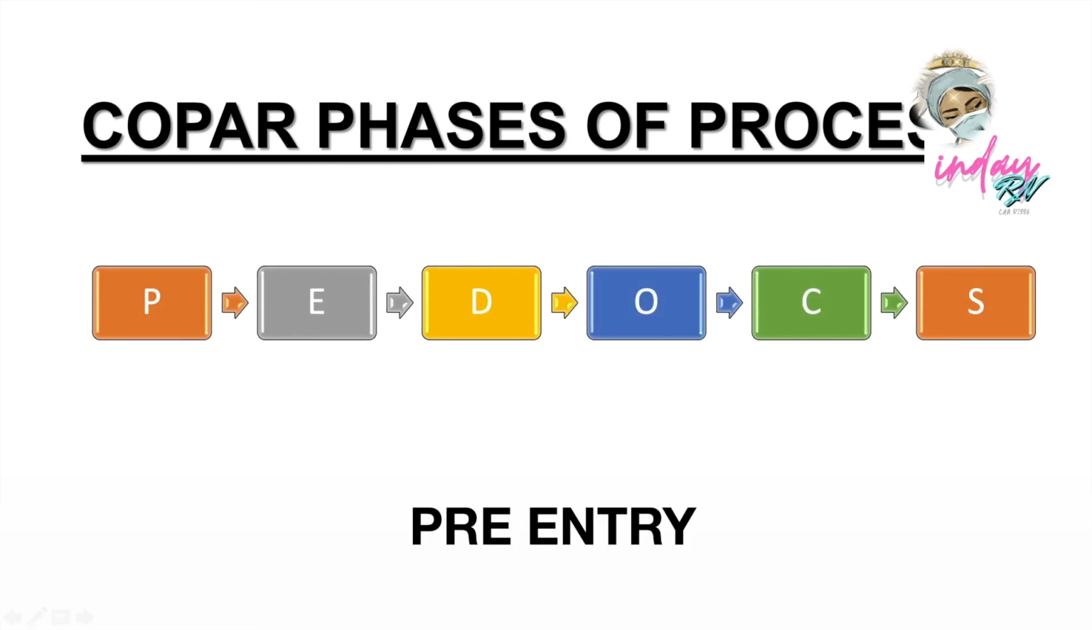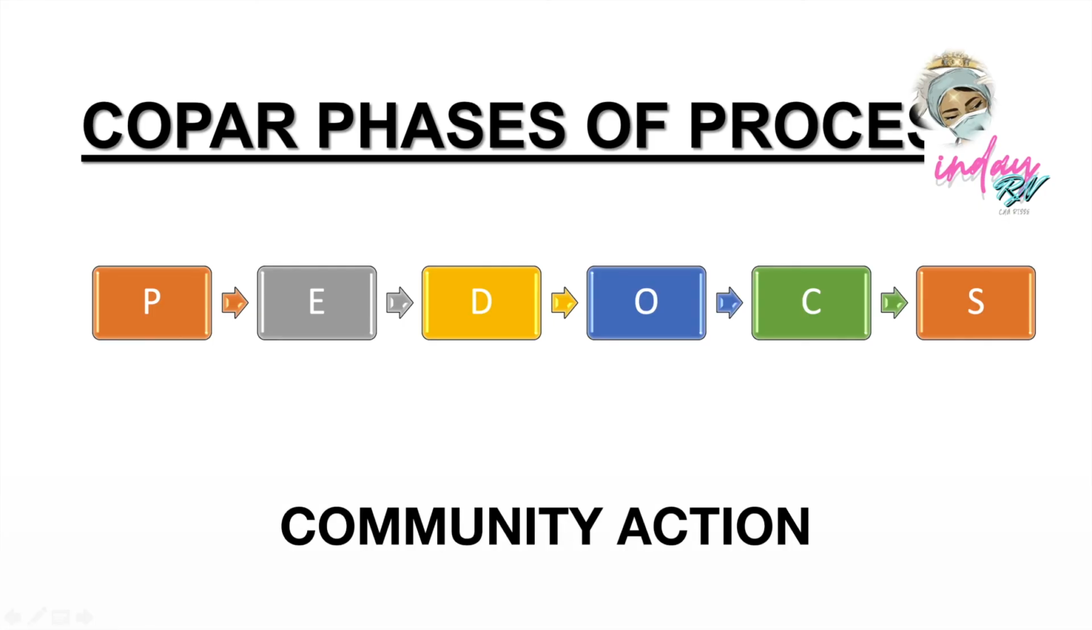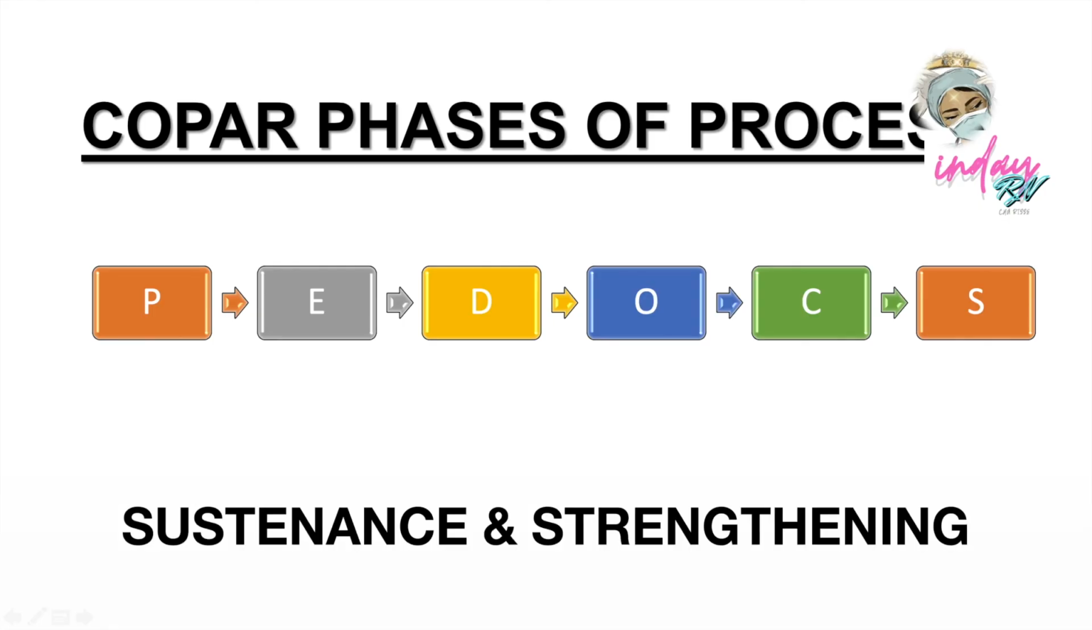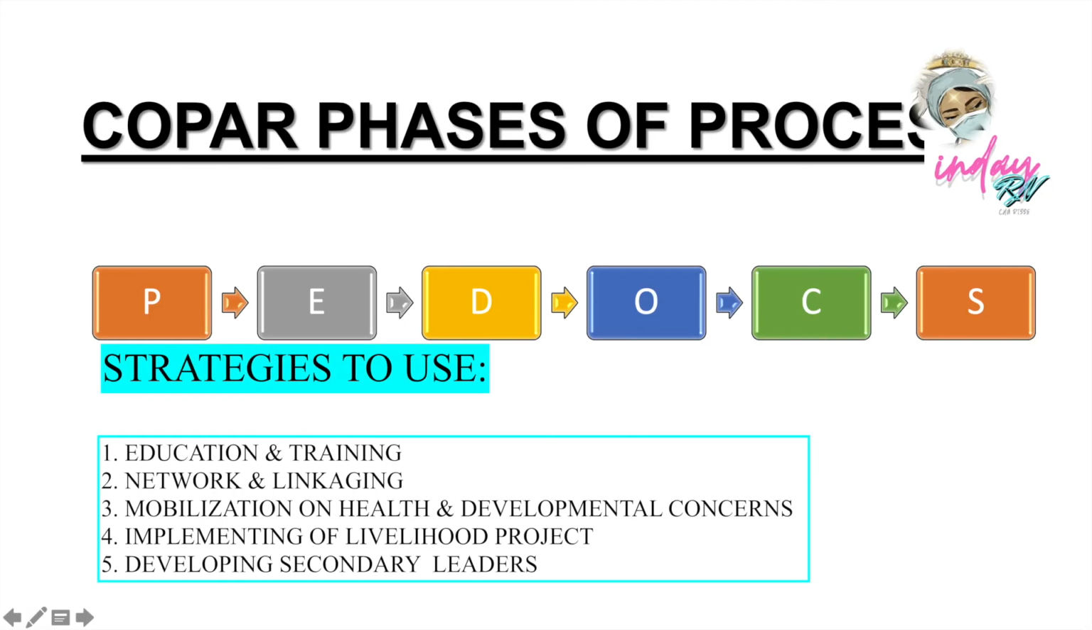P stands for Preentry, E stands for Entry, D stands for Diagnostic Phase, O stands for Organizational and Capacity Building Phase, C stands for Community Action Phase, and S stands for Sustenance and Strengthening Phase. There are strategies that you can use here. You can use education and training, networking and linkaging, conducting of mobilization on health and development concerns, implementing of livelihood projects, and developing secondary leaders. Remember those strategies that you can use, okay? And they can be seen in different phases of COPAR.